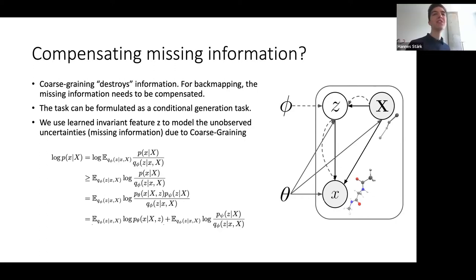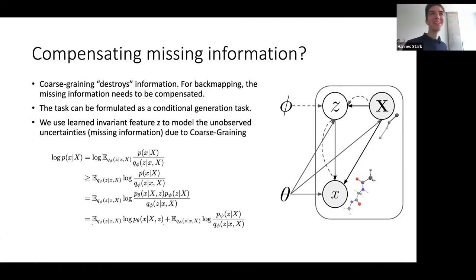To get the missing information back, you need something more. So now you have some model that is conditioned on a coarse-grained representation and gives you a probability for a fine-grained conformation. Then we can sample from that and obtain different possibilities for the fine-grained representation. Exactly, that's right. You just said what I want to say. Another way to describe what Hannes just said is that you can cast the problem into a conditional generation task with a probabilistic graphical model shown here.